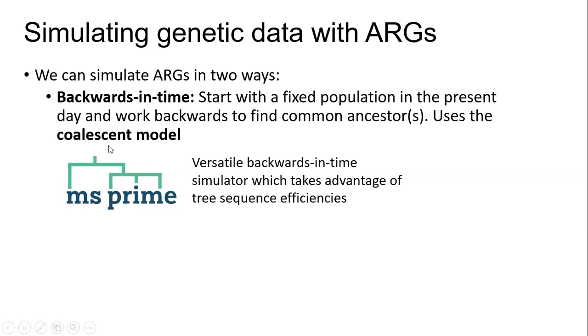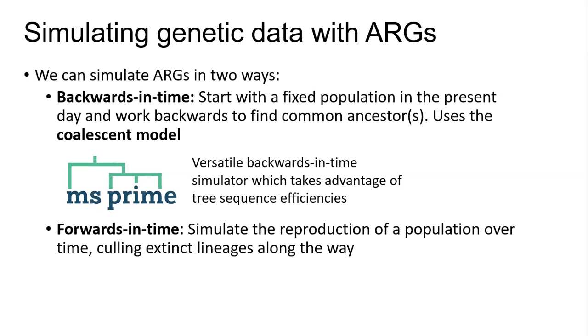The downside is that it's very hard to model things like selection. You have to make a lot of assumptions in order for the maths to work, for the simulation to make sense. Whereas the forwards in time simulators are a lot more flexible, and perhaps more intuitive. You start with a collection of individuals, and you simulate their reproduction forwards in time. You create new offspring, you cut off the previous generation, and then you simulate mutations as you go along. You simulate recombination, and you just progress the population through time.